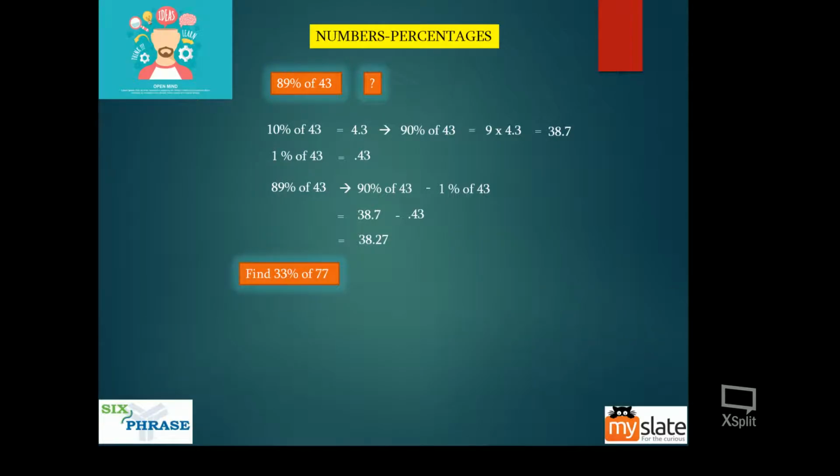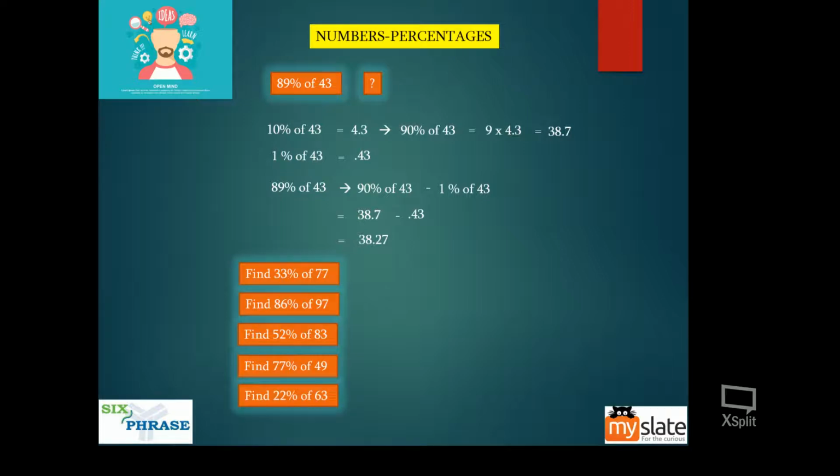33 percentage of 77. How do you find it? 86 percentage of 97, 52 percentage of 83, 77 percentage of 49. All this, how do you find it? I want you guys to pause this video right now and come up with solutions like this. Not the exact values. Come up with solutions like this percentage of this minus this percentage of this, or this percentage of this plus this percentage of this. Pause the video right now and then come back and check your answers.